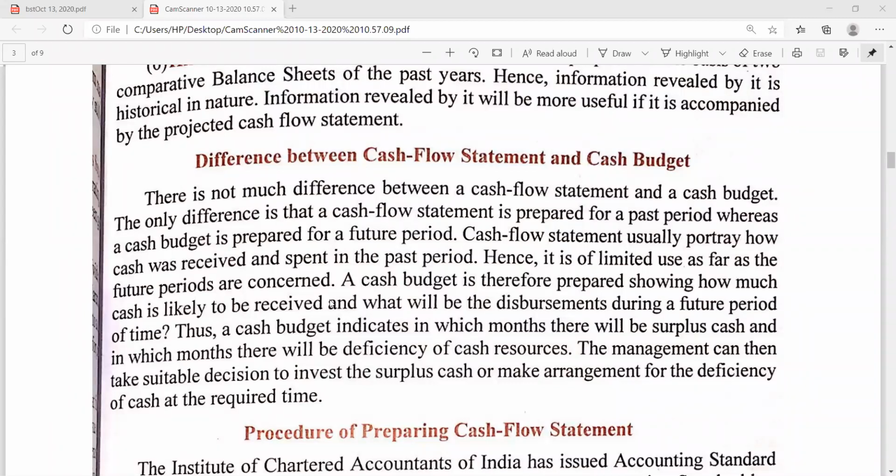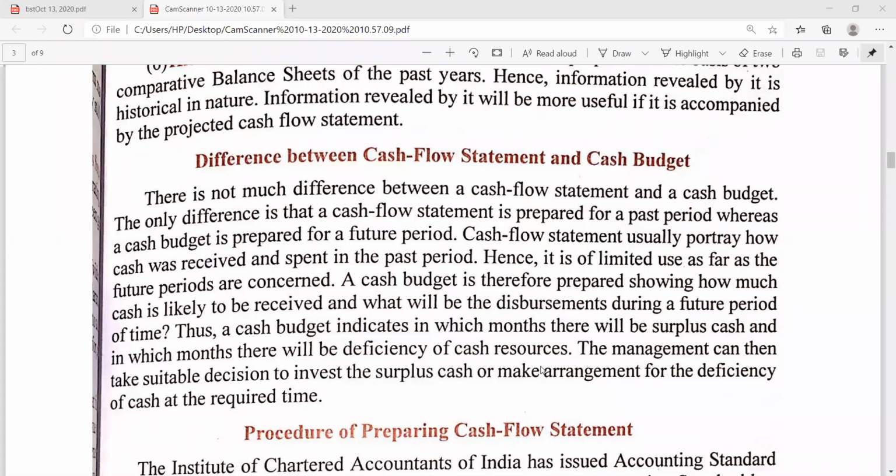Thus, a cash budget indicates in which months there will be a surplus cash and in which months there will be deficiency of cash resources. The management can then take a suitable decision to invest the surplus cash or make arrangement for the deficiency of cash at the required time. So, not as much difference is there.